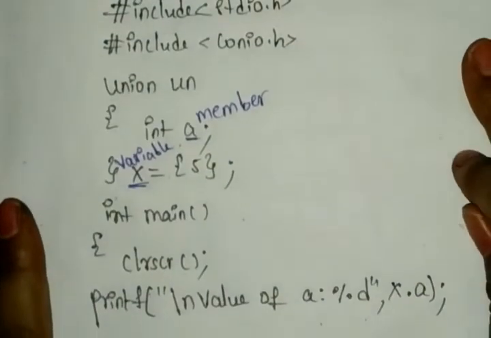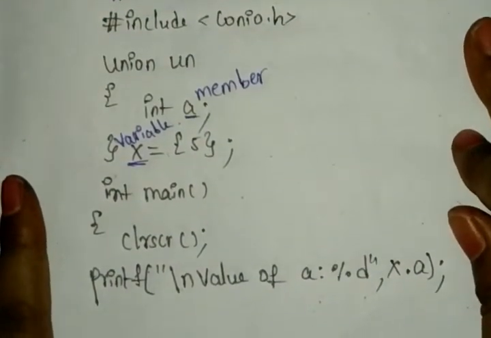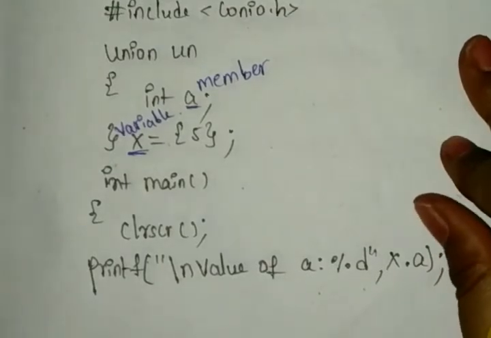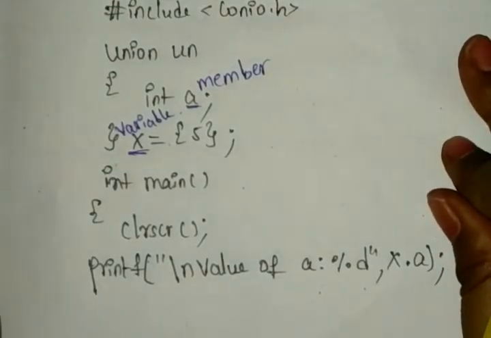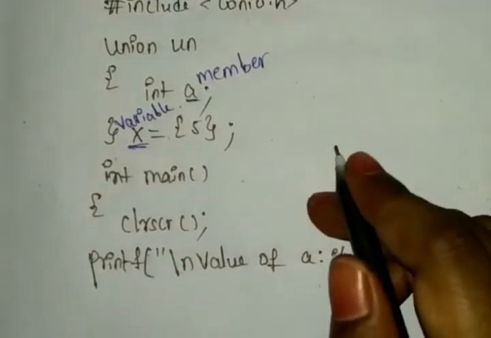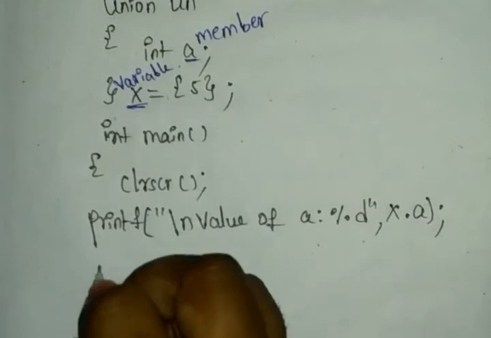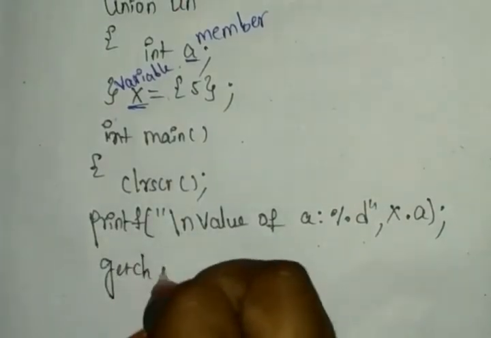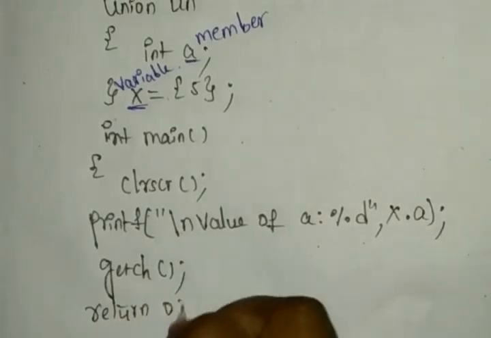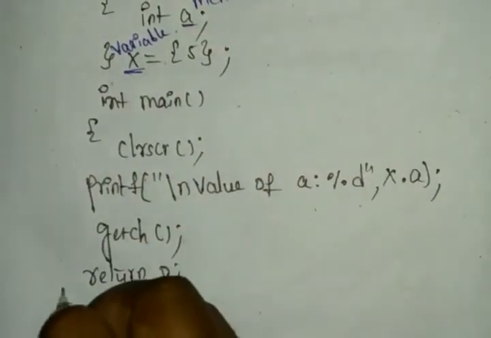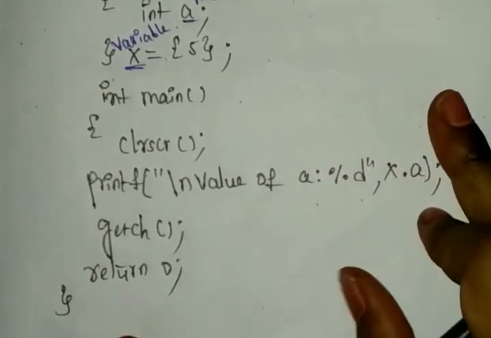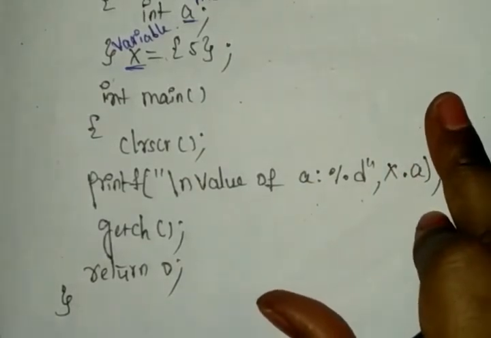So here I am taking x dot a with the dot operator, so that the value can be assigned to a. The value of a will be the same as our x value. Once you write this, you can print it with getch and return 0. Once you execute this, the output will be: the value of a is 5.